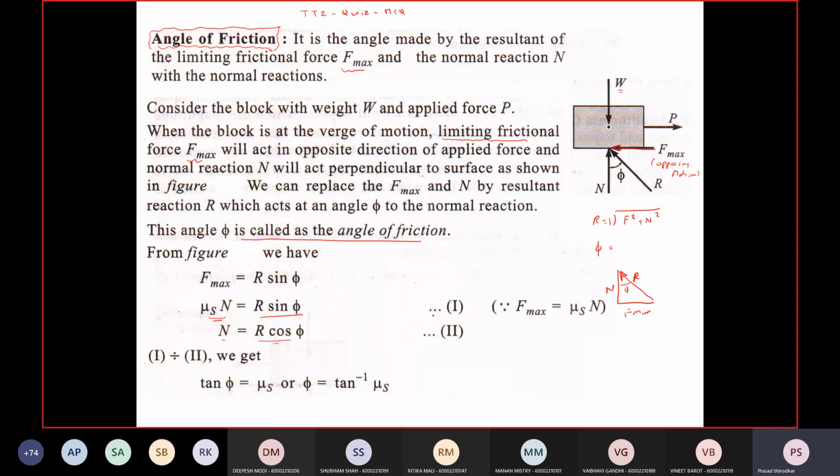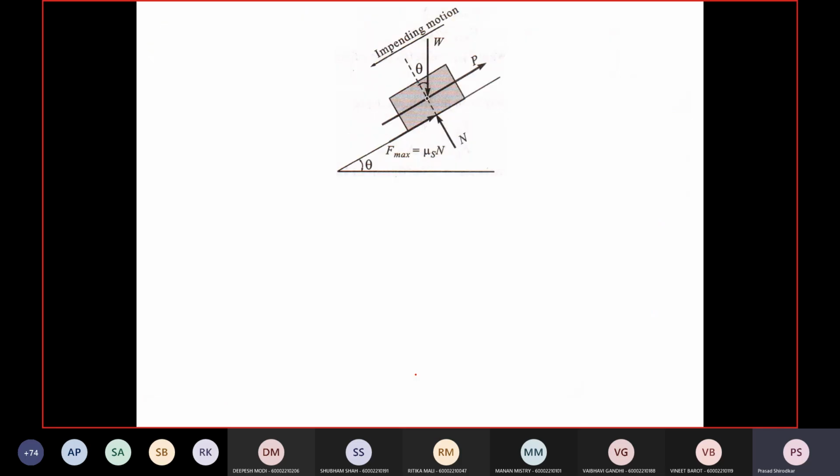So if I divide equation 1 by 2, I get tan phi. So tan phi is nothing but nu s, the coefficient of static friction, or I can also get the angle of friction as tan inverse of the coefficient of static friction. So that is all about angle of friction. There is one more term you need to understand, that is angle of repose.